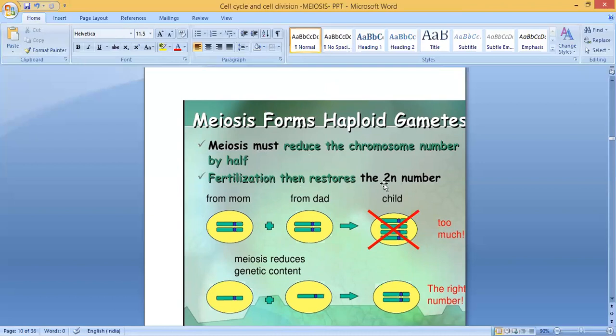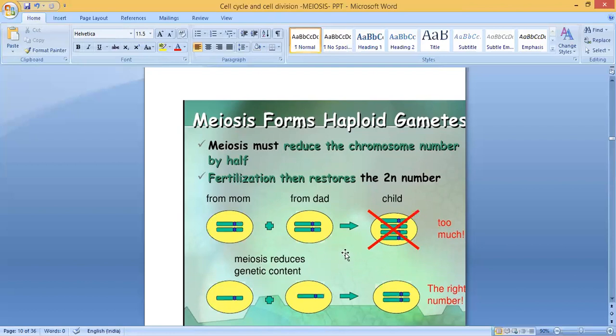Fertilization then restores the 2n number. So here you see from mom, there is one pair of chromosomes. From dad, there is one pair of chromosomes. The child will not get 4 chromosomes. That's too much. So what is happening? Meiosis reduces genetic content. There is a reason it's known as a reduction division.